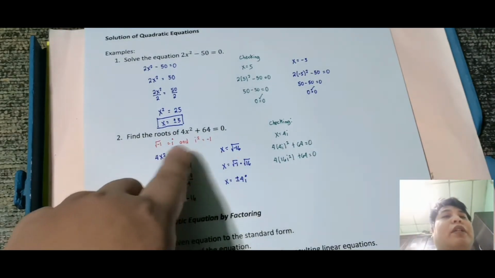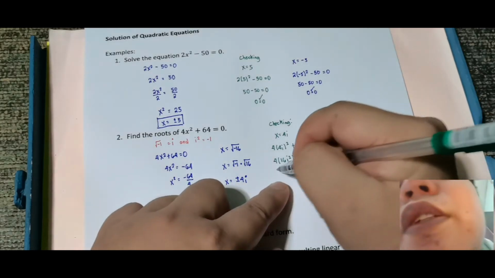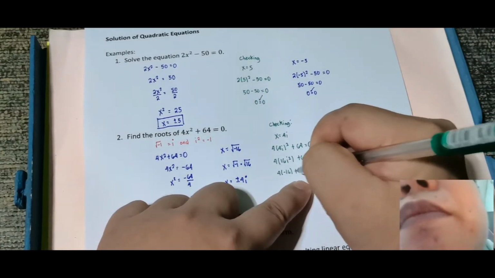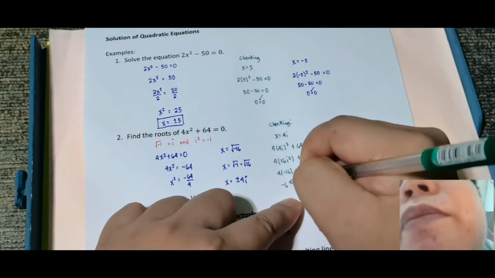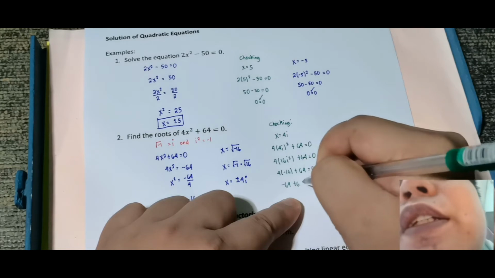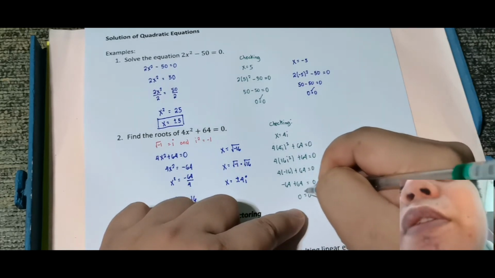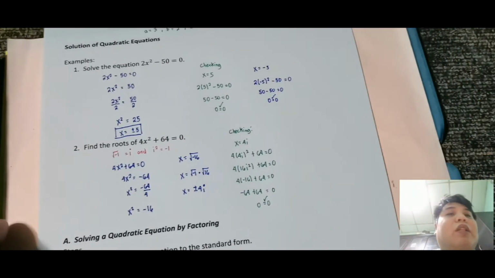Note that i squared is negative 1. Okay, so probably this is negative 16. So this is 4 times negative 16 plus 64 is equal to 0. So this is negative 64 plus 64 is equal to 0, which means 0 is equal to 0. Okay, so therefore si positive 4i is a solution. Ngayon, check natin si negative 4i.